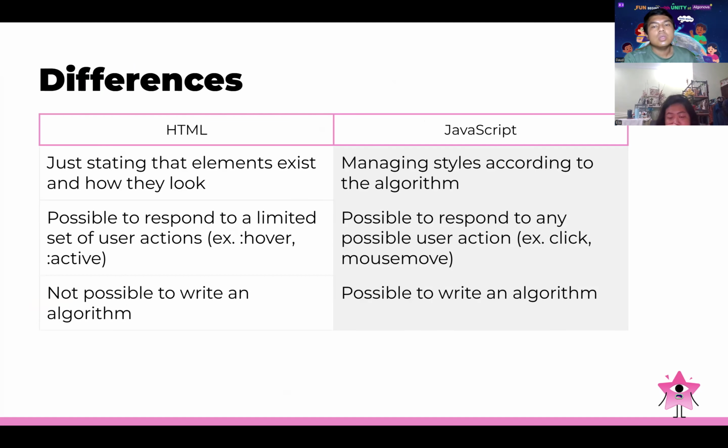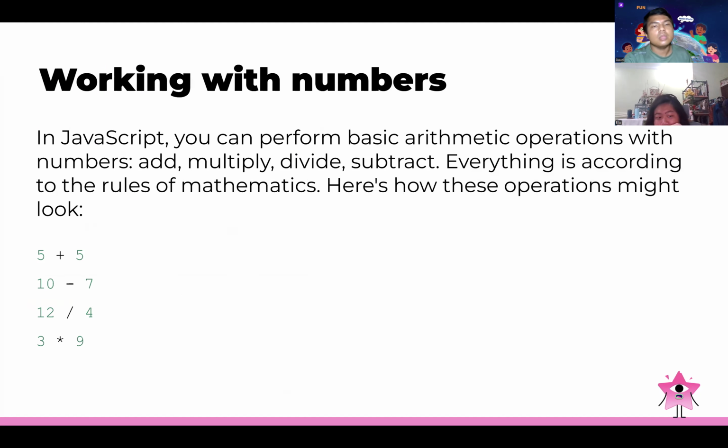The difference is that HTML just states that elements exist and how they look. But JavaScript manages styles according to the algorithm. HTML is not something where you put an algorithm in it, but JavaScript can do that. That means you can do several arithmetic operations like plus, etc.